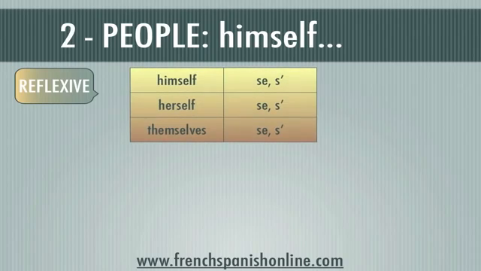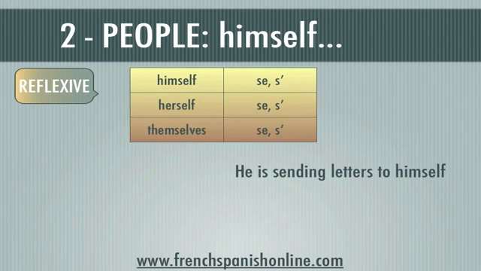Reflexive now. Reflexive: himself, herself and themselves. Only one word in French, se or s apostrophe. For example, he kills himself, il se tue. And that's all. Another example, he's sending letters to himself, because his name is Mr. Bean. He's sending letters to himself, il s'envoie des lettres.